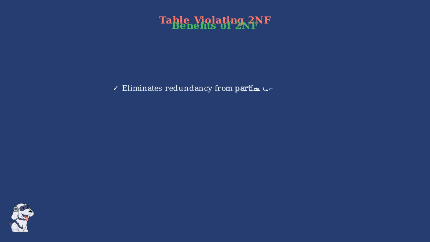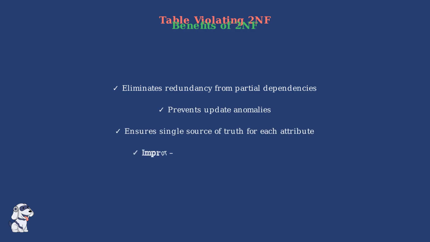Achieving 2NF provides significant benefits for database design. It eliminates data redundancy by removing partial dependencies, prevents update anomalies where changing one piece of information requires multiple updates, and ensures that each piece of data has a single, authoritative location in the database structure.